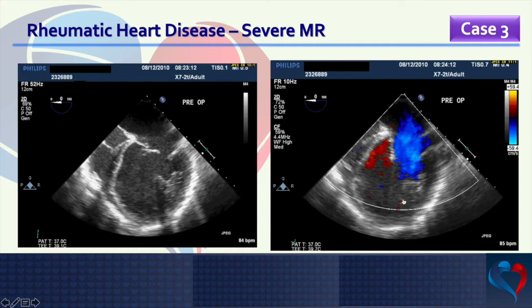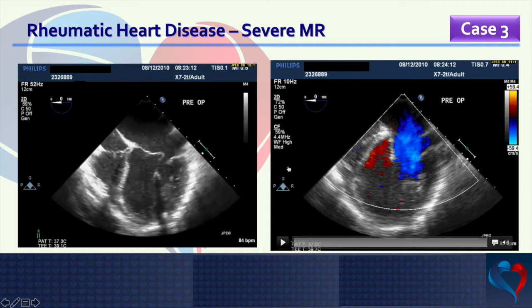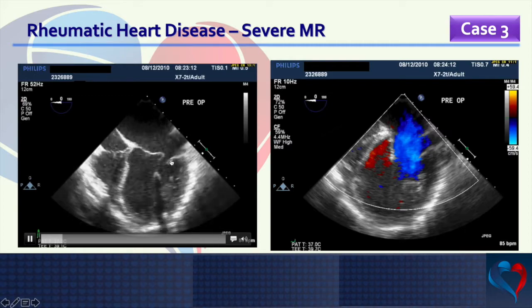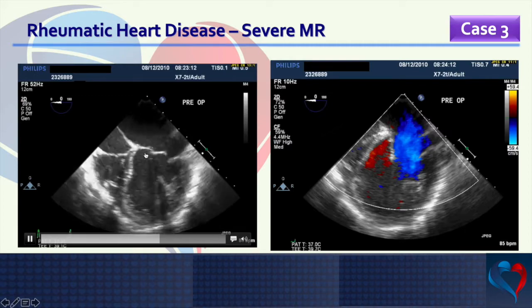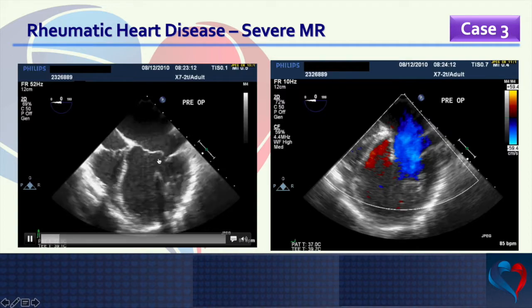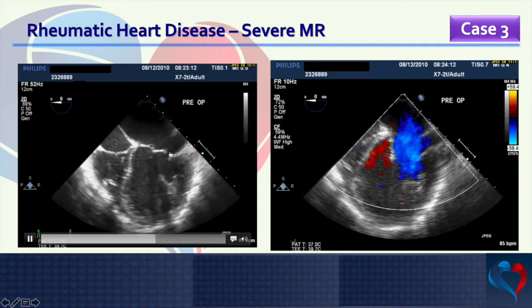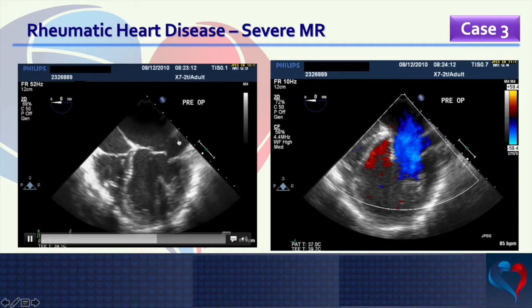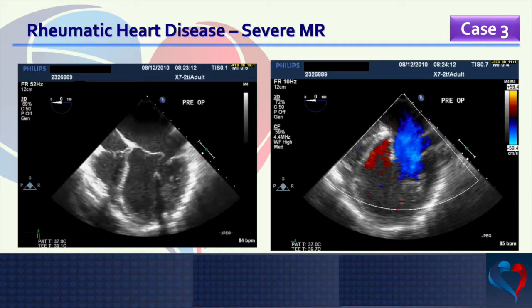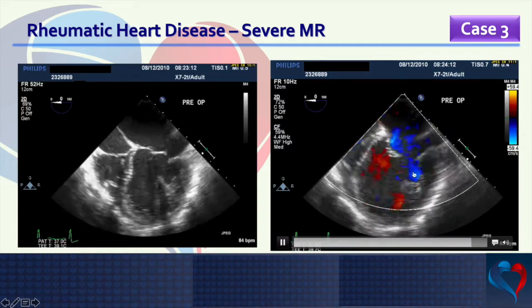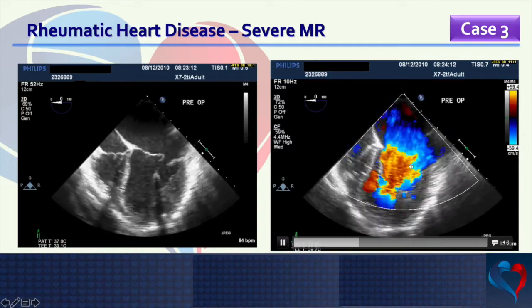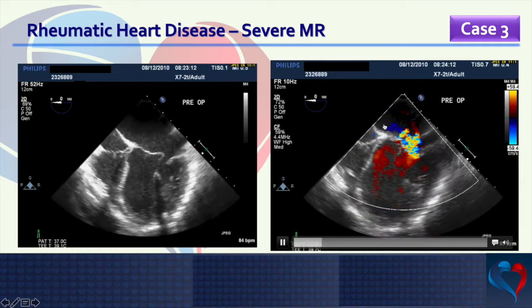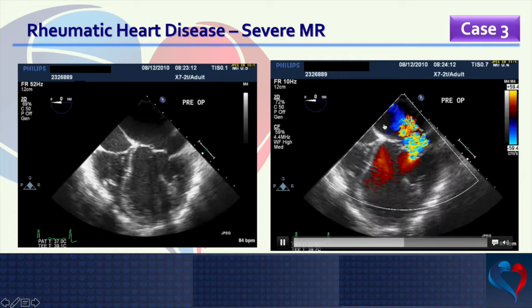Looking at the same patient by transesophageal echo, this is the posterior leaflet, which is shortened and doesn't really coapt with the anterior leaflet. The anterior leaflet is prolapsing in towards the left atrium. The left atrium actually is dilated because of the severe mitral valve regurgitation. Color Doppler shows significant or severe mitral valve regurgitation with a posterior directed jet with the chordae affecting the mitral valve flow.